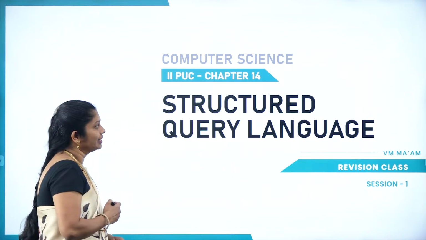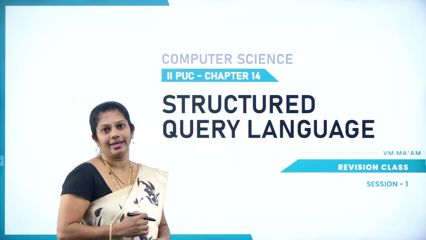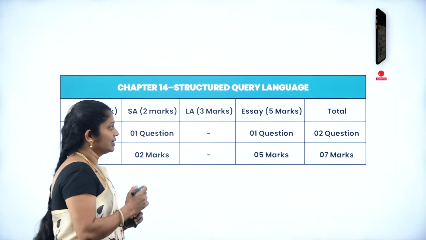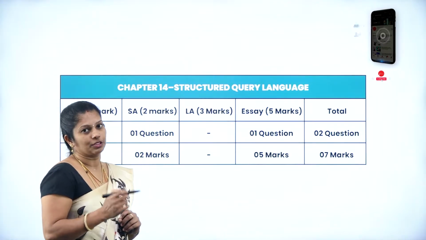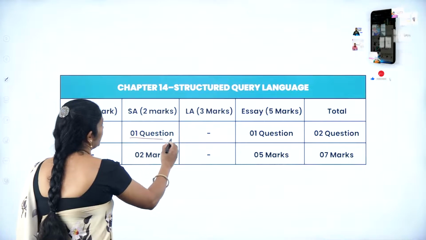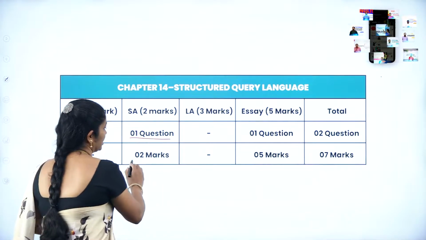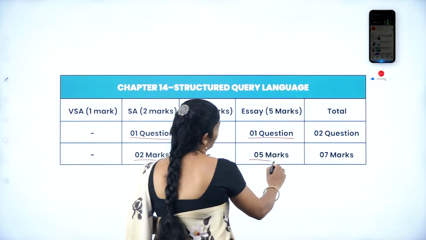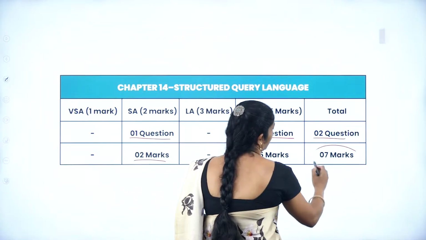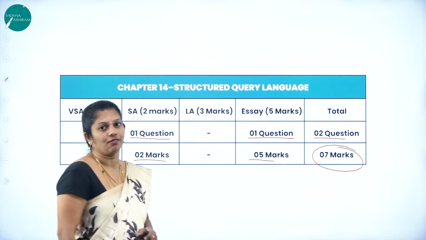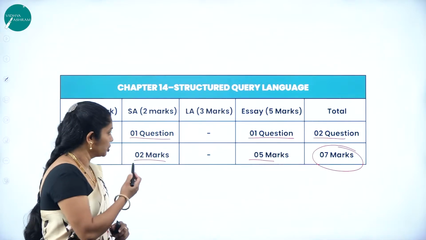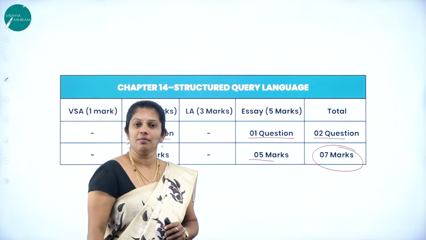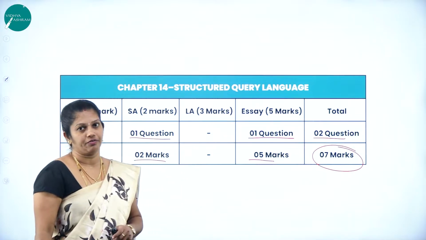Today, we will start with the revision class on structured query language. Whereas in the annual exam, from this chapter, you can expect 2 questions. In part B, 1 question for 2 marks, and in part D, 1 question for 5 marks. Totally 2 questions. Total weightage of this chapter is 7 marks in the annual exam, because 2 marks 1 question as well as 5 marks 1 question you can expect from this chapter.